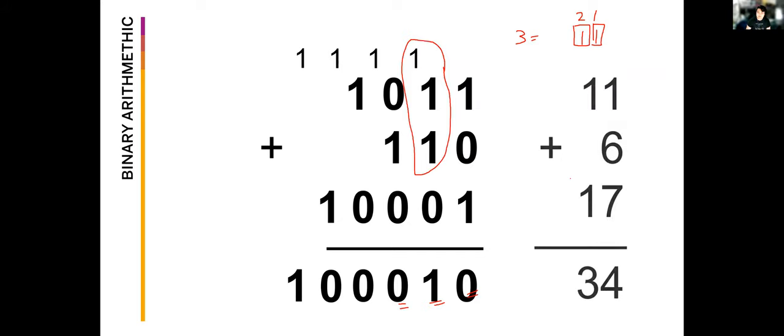Okay, so we convert this. So 11 plus 6 plus 17 is equal to 34. Is this correct? So this is 1, 2, 4, 8, 16, and 32. We have 1, 32, and 1, 2. 32 plus 2 is equal to 34. Okay, so tama yung math natin.